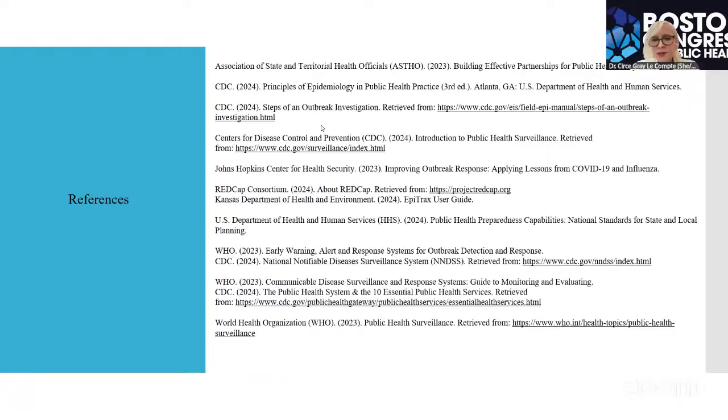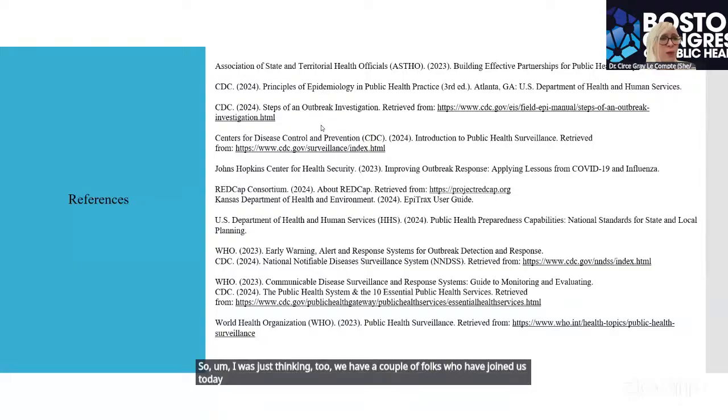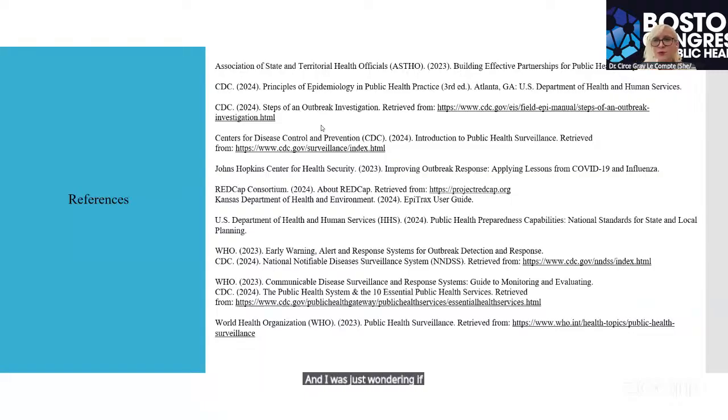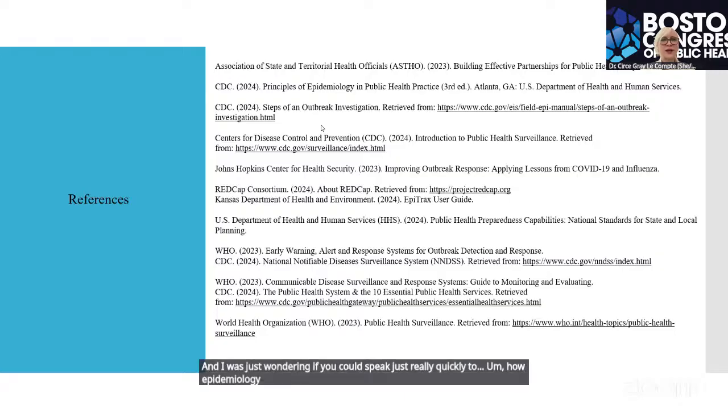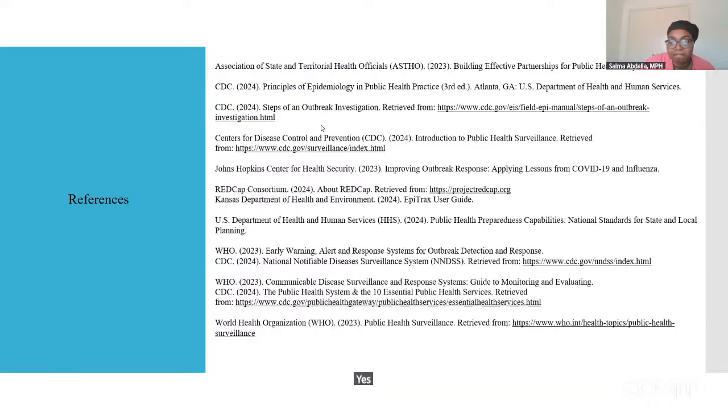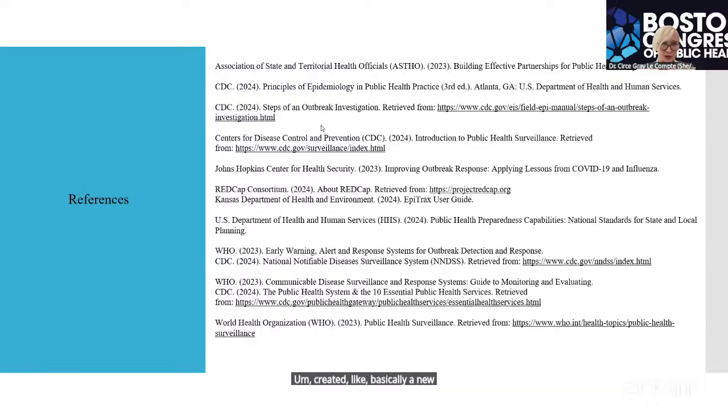So I was thinking too, we have a couple of folks who have joined us today from Ryan White programs in HIV work. And I was just wondering if you could speak just really quickly to how epidemiology can really find trends in disease distribution. So I'm thinking like, HIV and COVID-19 really impacted similar communities, and created basically a new comorbidity for those with HIV. I was just wondering if you could speak to that.